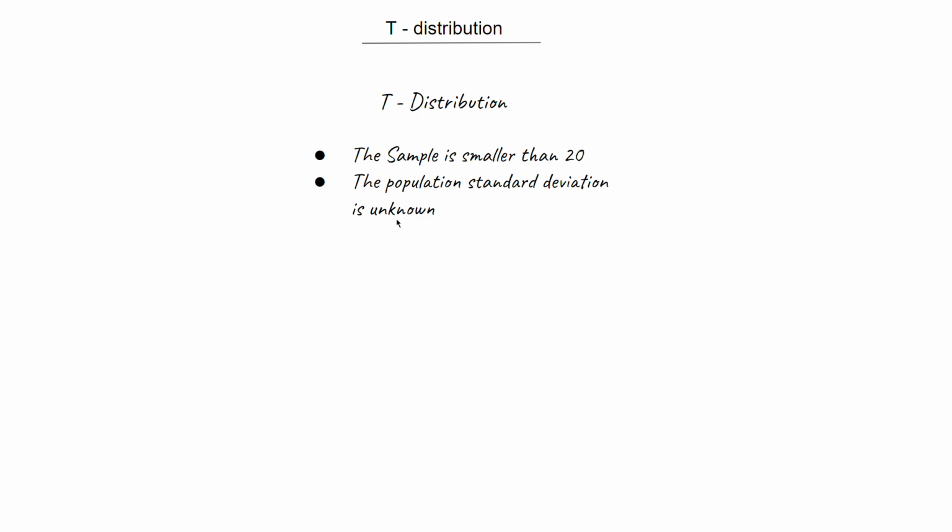And if the population standard deviation is unknown too, what you have to understand is that this will most likely be the case. So you will probably be using a t-distribution a lot more than you think. So what is the t-distribution? The t-distribution is not like the z-distribution. It is not a fixed graph. There are different types of t-distribution, and that depends on the degrees of freedom.